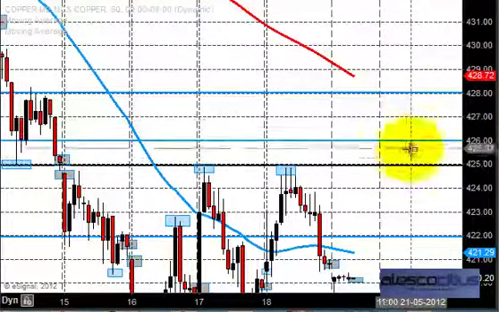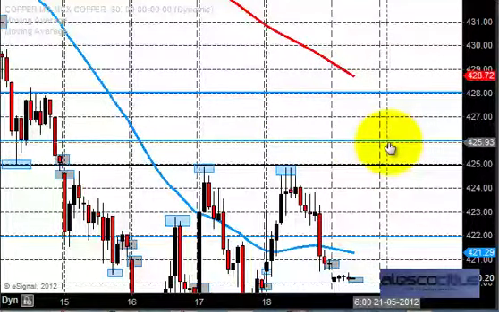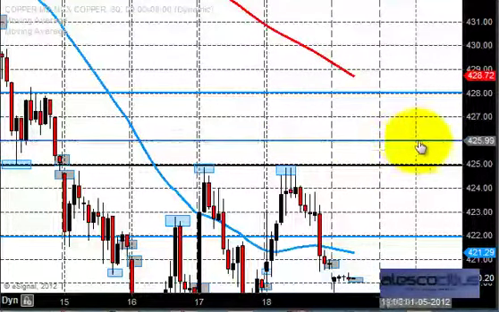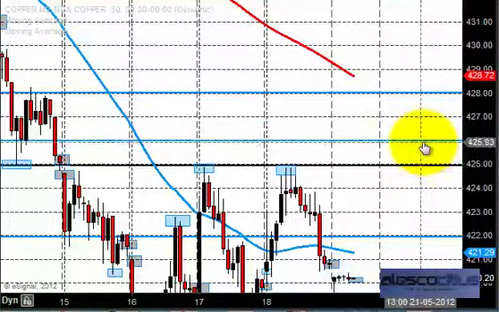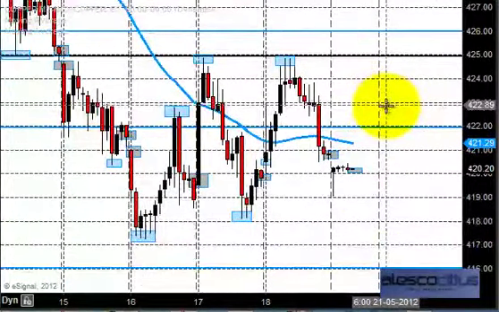Wait for the market to break this 426 and clearly form some type of pattern above this 426, and then we can go for buying. So this is what we are expecting in copper today. Let us see what's going to happen during the trading session.